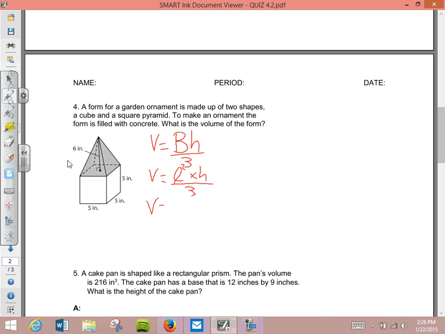Now let's plug in the numbers. What is the length? 5 squared, right? Times 6 divided by 3. Put it in the calculator the way it is.